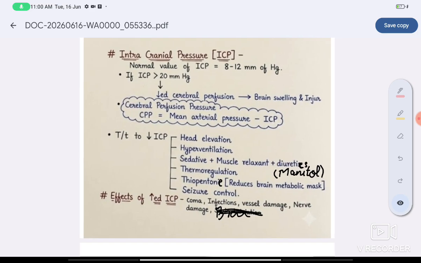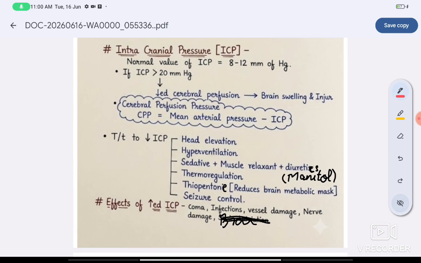Now, talking about intracranial pressure. The normal value of intracranial pressure, that is the pressure inside the cranial cavity, is 8 to 12 mm of Hg. If the intracranial pressure is more than 20, then there is severe pressure on the underlying brain tissue. It will lead to decreased cerebral perfusion, which is the blood flow to the brain, due to swelling. There will be pressure on capillaries. They will not be able to deliver the blood properly. So there will be decreased cerebral perfusion. There will be brain swelling and injury.